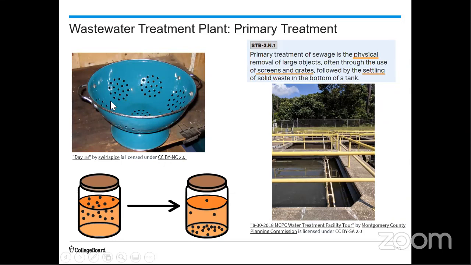So we're going to take fast flowing water and slow it down and let it move a little bit slower through the plant. And a lot of the particles that are in the wastewater can settle out. So again, we're not using any chemical or biological treatment here. This is all physical, filtering and settling.